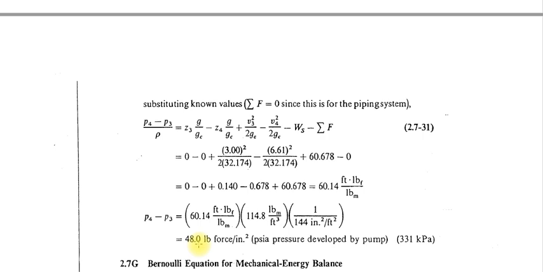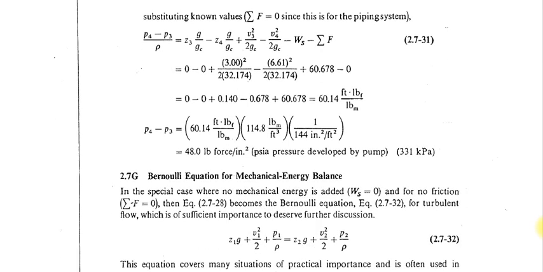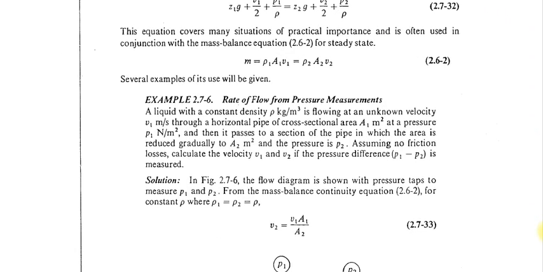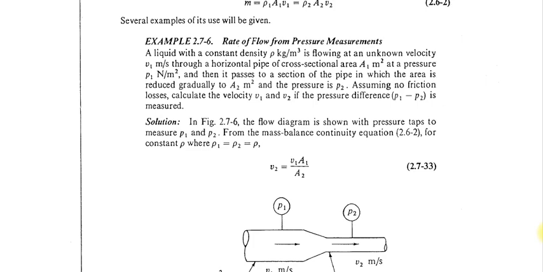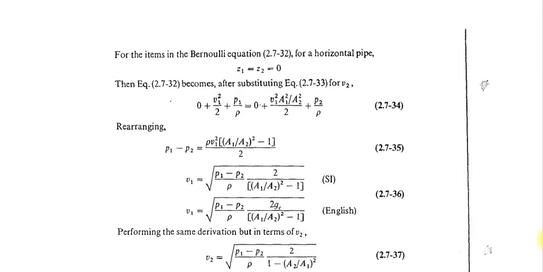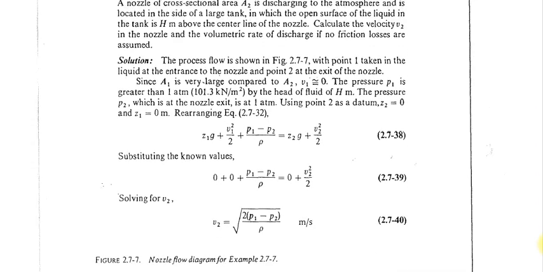40.48 lbf divided by inch square. So the pound per square inch, this is also called psi. So 48 psi, this is the pressure developed by the pump in the system. P3 minus P4 signifies how much pressure is created by the pump on the system. Now there are some more simple problems given here using the Bernoulli equation. So you can solve these two problems also.